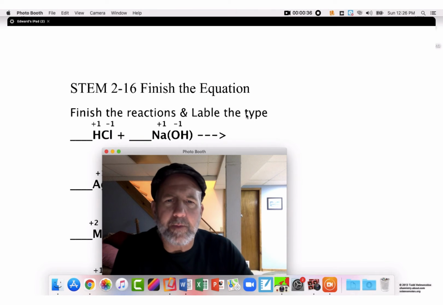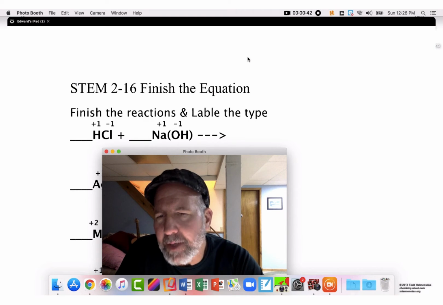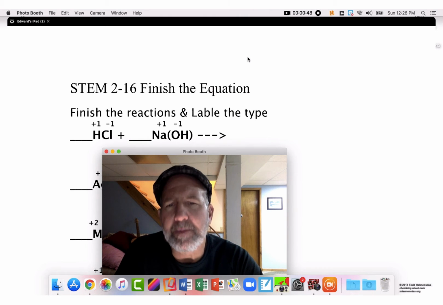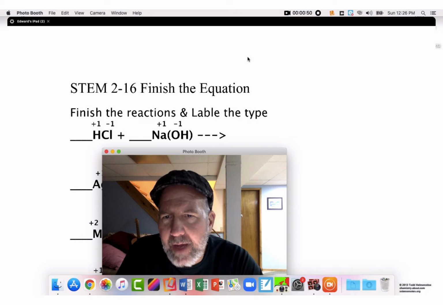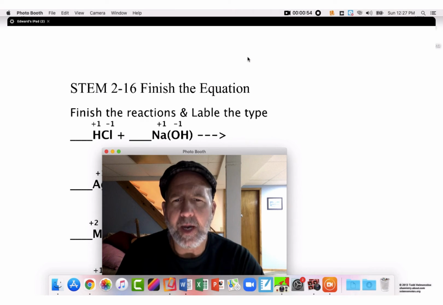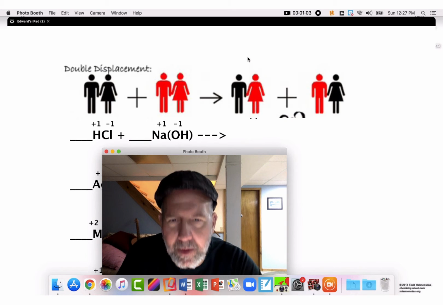Okay, here we go. If you look at this equation, this is half of an equation. It says HCl, where the H is plus and the Cl is minus, plus NaOH. The OH in parentheses means that's a polyatomic ion. So what do we have here? We have a couple and a couple. And what does a couple and a couple do when you have a chemical reaction and they're put together? Double replacement reaction. They switch partners.